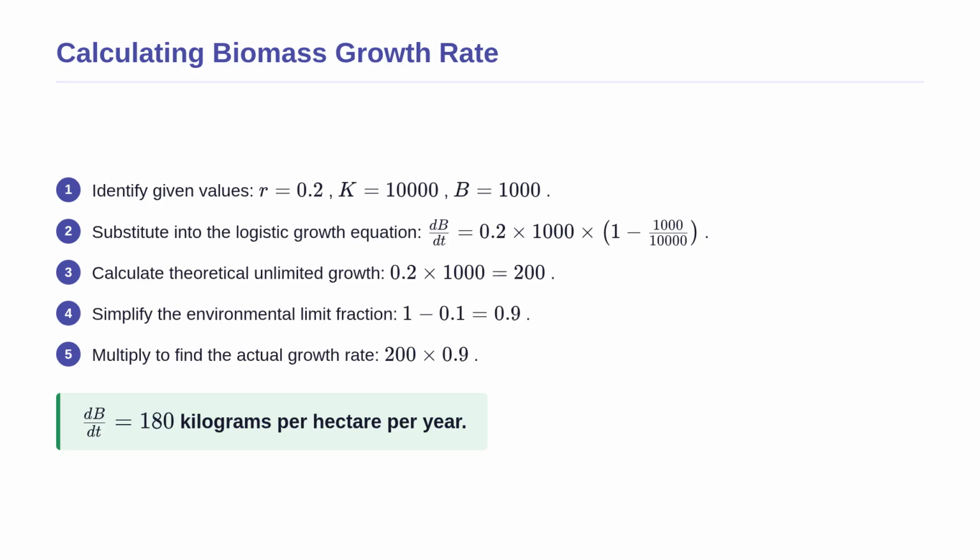First, we substitute our known values into the logistic growth equation. We multiply the growth rate by the current biomass to get 200, which is the theoretical growth if space were unlimited. Next, we simplify the fraction inside the parentheses to 0.9, meaning 90% of the environment space is still available. Multiplying these gives us our final answer. The ecosystem is currently adding 180 kilograms of biomass per hectare every year, showing rapid recovery in this early stage.